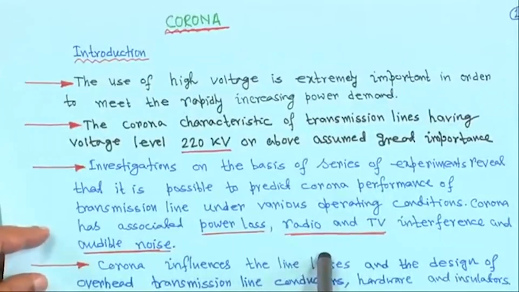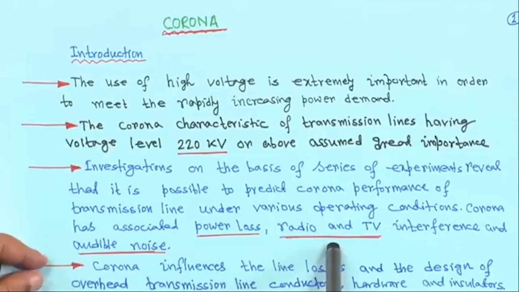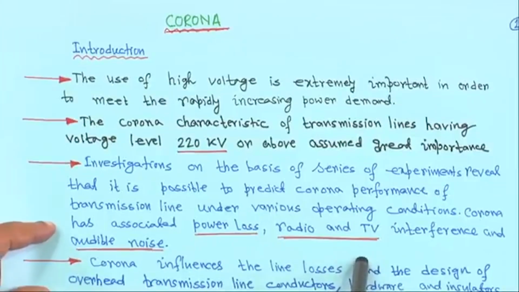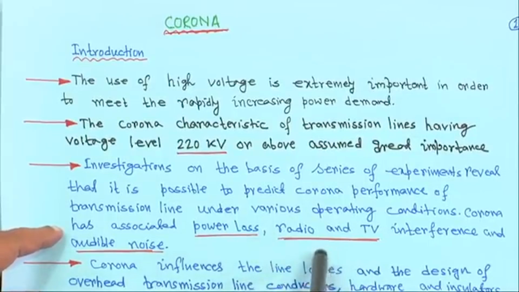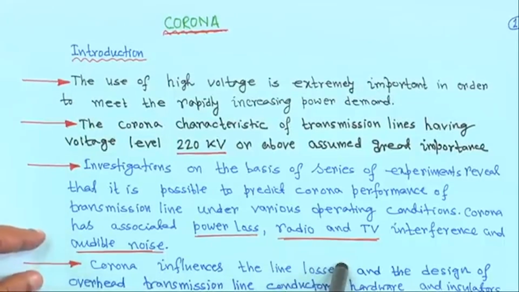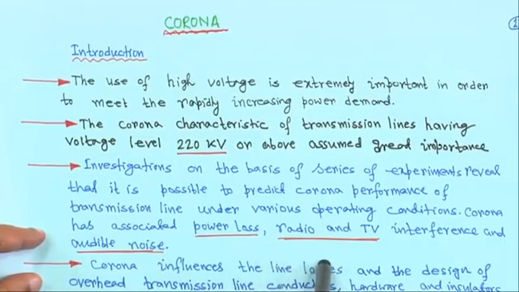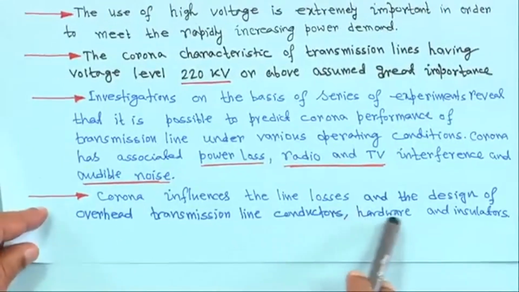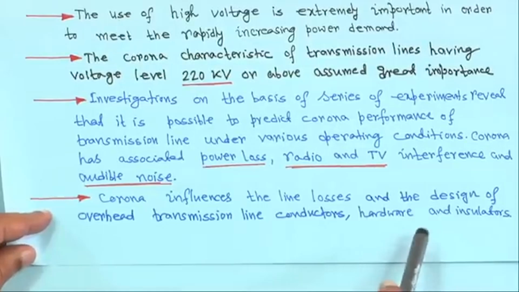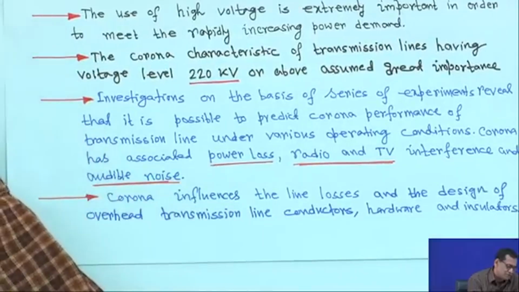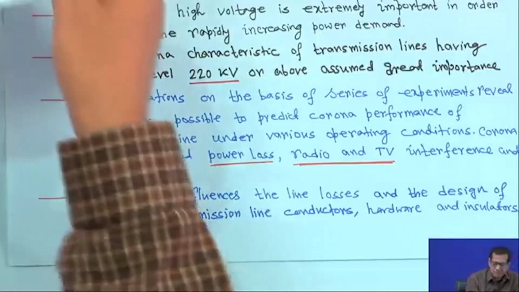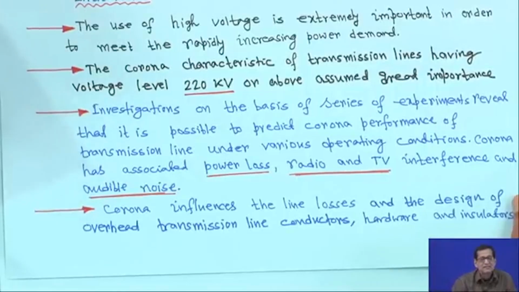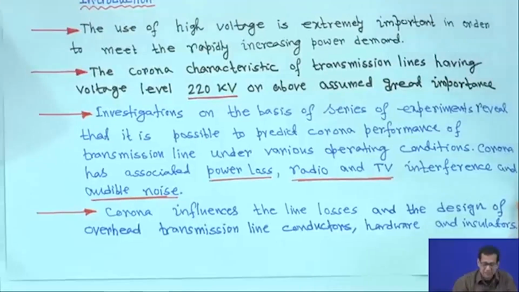In this chapter we also need a little bit of knowledge of the capacitance chapter which we have seen in the power system analysis course. Directly some equations from there I will write, because those equations are needed, and I will refer to that capacitance chapter of the power system analysis course. Corona influences the line losses and the design of overhead transmission line conductors, hardware and insulators, because you have to design the transmission line considering all sorts of things, as corona causes transmission line losses.